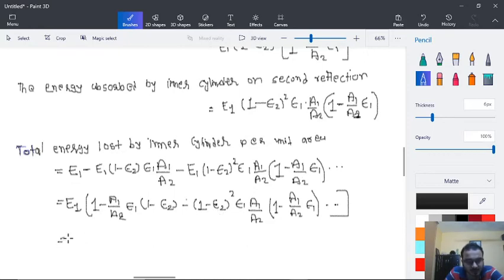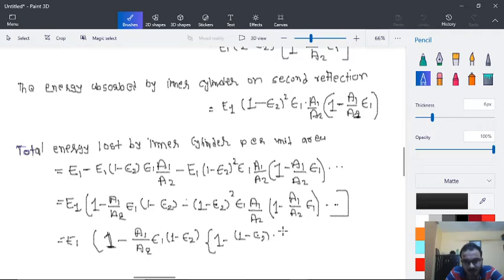So here one more thing that we can do is, let's move forward. 1 minus A1 upon A2 epsilon 1 into 1 minus epsilon 2 into the bracket 1 minus, here we will have 1 minus epsilon 2 into 1 minus A1 upon A2 epsilon 1, and so on.